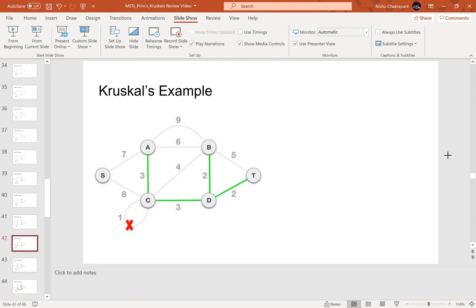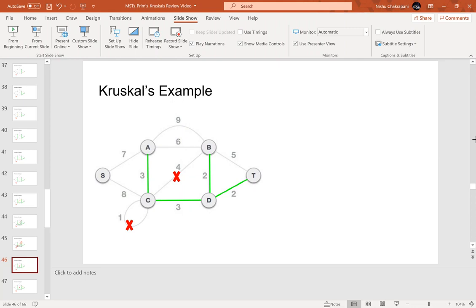So the next one we look at is B to C, but it so happens that because of these two edges, C to D and B to D, that means that B and C are already in the same set. So adding this edge would create a cycle. So we don't add that edge. The next one is B to T, but again, obviously that would create a cycle. We don't include that. A to B would create a cycle because they're in the same set.